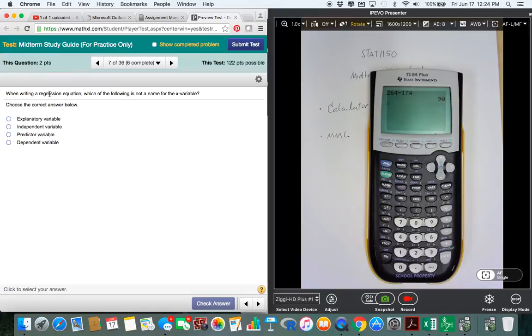When writing a regression equation, which of the following is not a name for the x variable? Well, the independent variable and dependent variable. Guys, your dependent variable is your y variable, so that is not a name for the x.